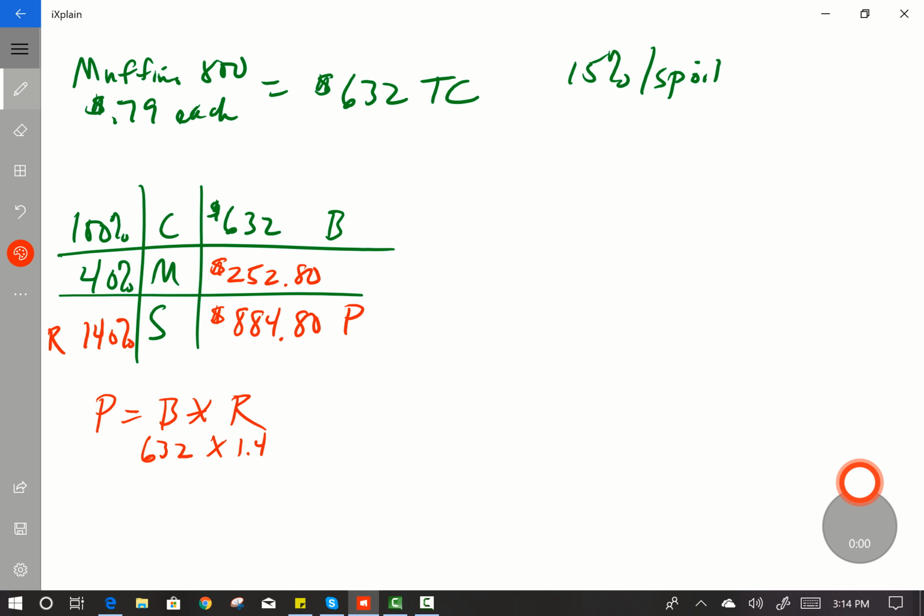Okay, where did I go wrong? Okay, let's see. 800. Okay, 40% markup, 140%. And the cost is 800 muffins. Oh, okay. Somehow I thought it was 79 cents. I misread that. It's 70 cents. So that's where I went wrong right here. Let me correct those items.